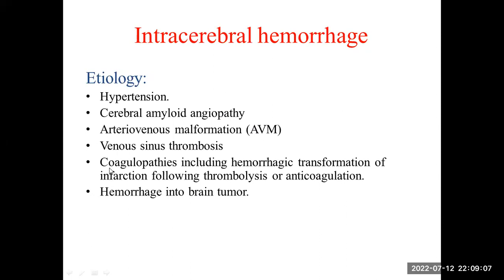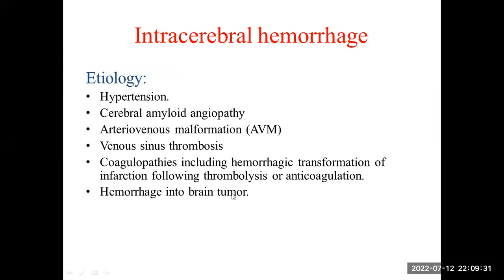And then also, as we know, coagulopathies, different types of coagulopathies, whether inherited or acquired, can lead to intracerebral hemorrhage. And this even includes hemorrhagic transformation of the infarction. When you have hemorrhagic transformation of infarction following thrombolysis or anticoagulation, this is considered a form of intracerebral hemorrhage. And finally, we have hemorrhage into the brain tumor.